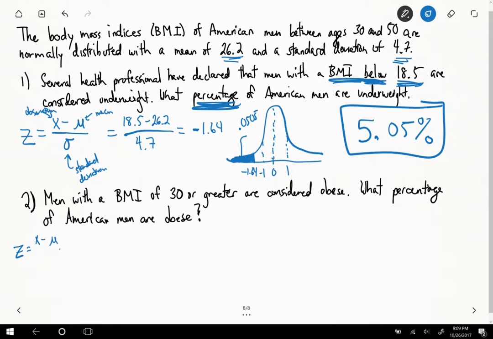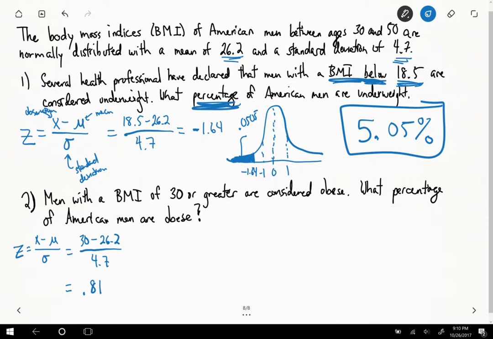So in this case, our observations switch. So if we go x minus mu divided by sigma, the mu and the sigma, so the mean and the standard deviations, stay the same. And remember, those are population means and population standard deviations, so that's assuming it's the whole population involved. So in this case, you get 30 minus 26.2 divided by 4.7. And so after all is said and done, what do we get? Well, take your 30 minus 26.2 and divide that out by 4.7. We're going to get 0.81.